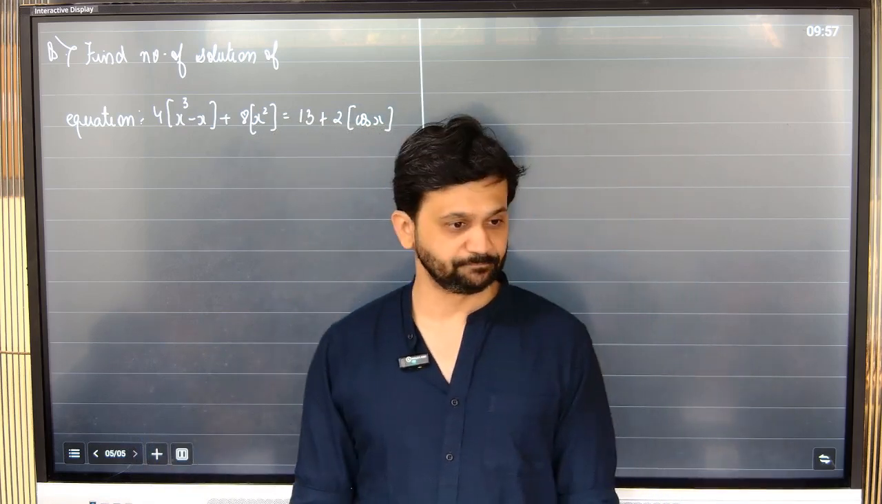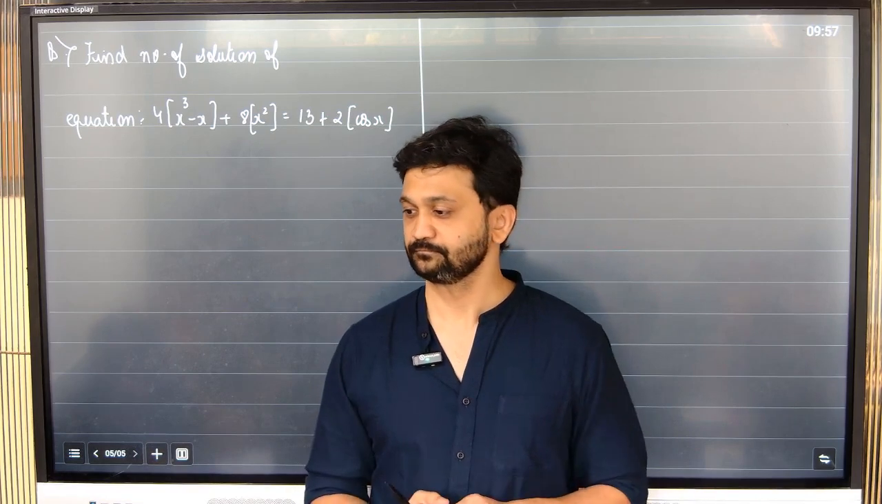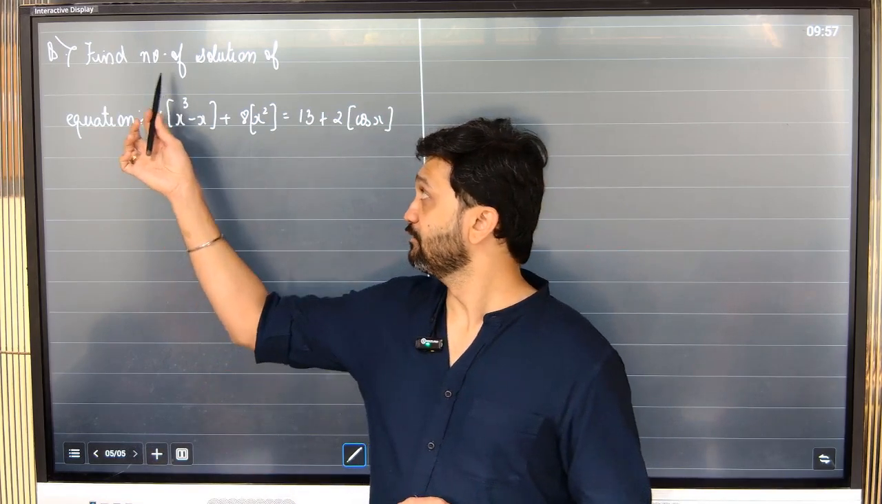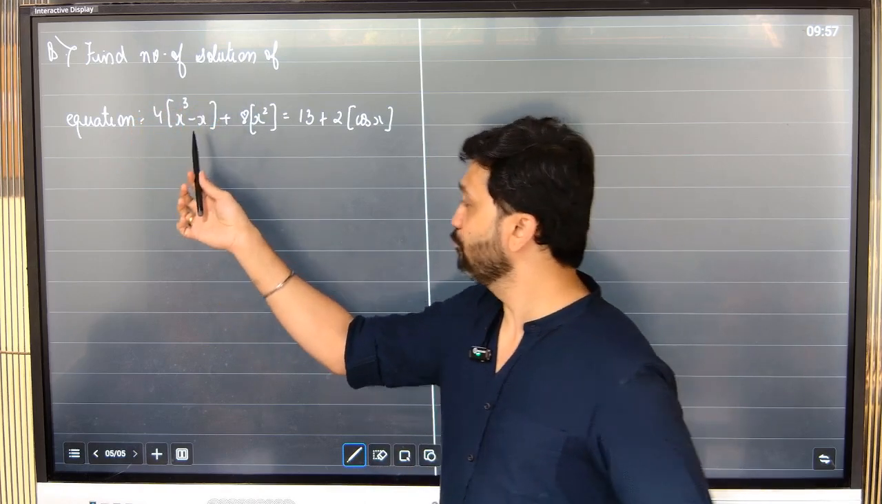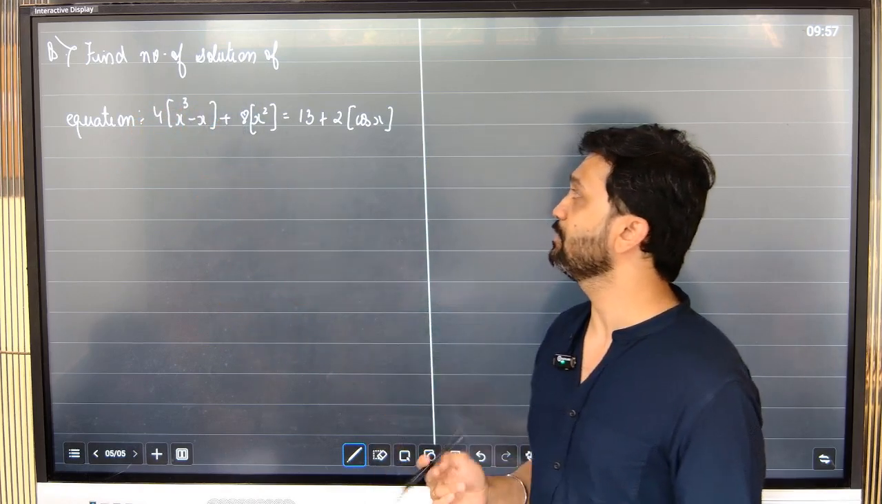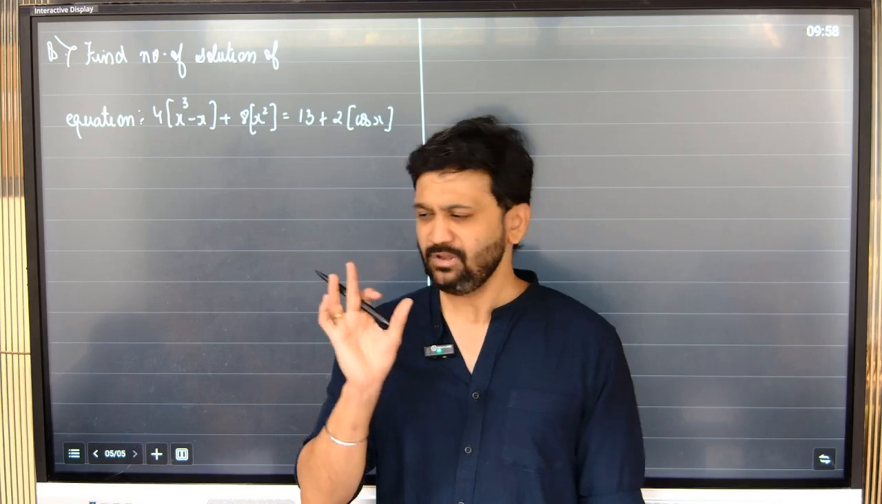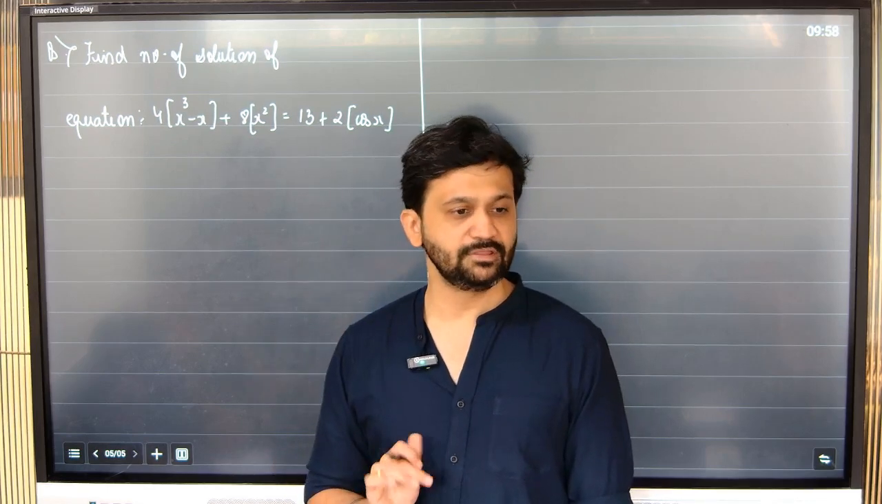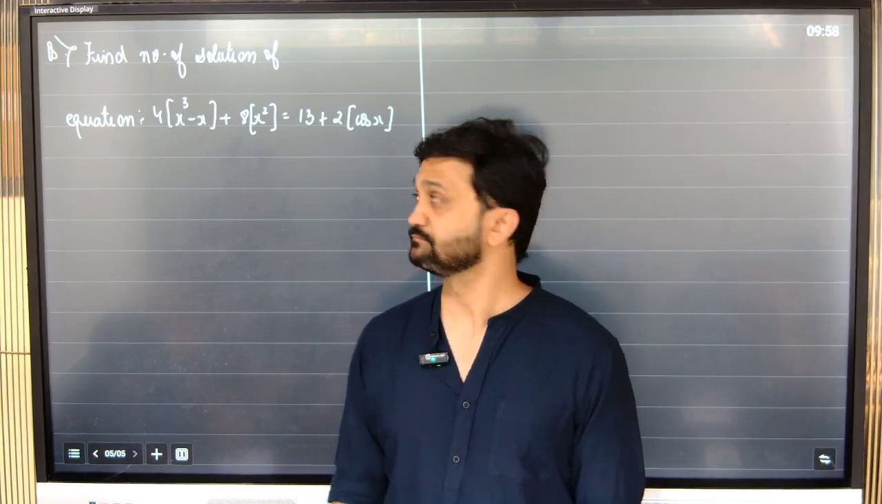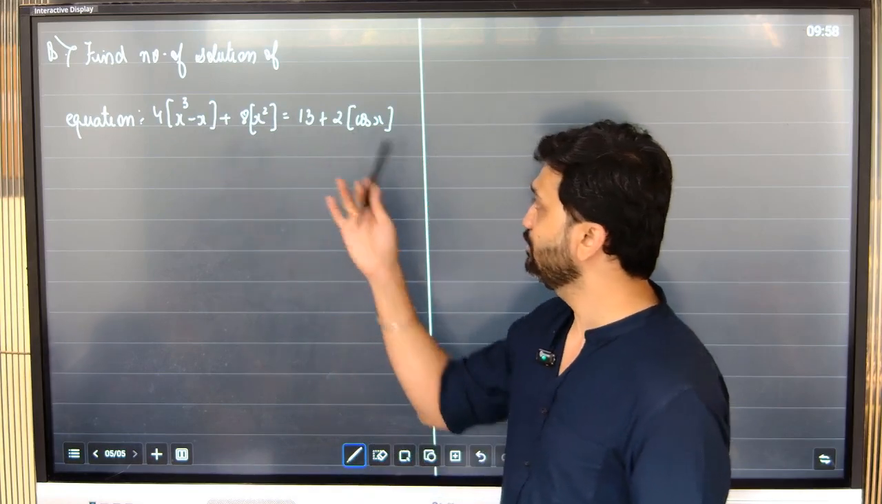Tell me the first one. They have said, find the number of solutions of the equation 4x cube minus x plus 8x square plus 13 plus 2 cos x. Now, can you tell me anything about the LHS and RHS?